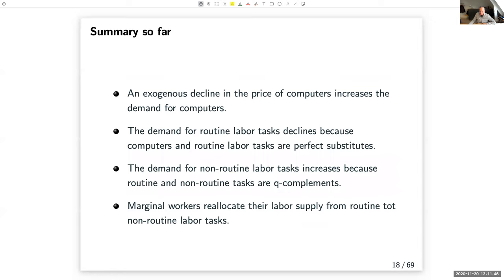And so this is really everything that you need to know to understand the model. So basically, what's happening in sum is that there's a decrease in the price of capital, and that's going to reduce the demand for routine labor tasks because they're perfect substitutes. And at the same time, the demand for non-routine labor tasks increases through this Q complementarity. And workers reallocate, and therefore, because of these shifts in relative factor demands, workers are going to reallocate from routine to non-routine labor tasks as there is capital accumulation in the economy. Okay, so that's the basic model.